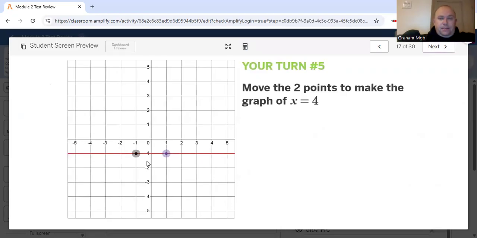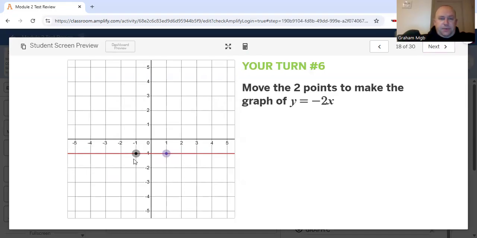Make x equals 4. Now, once again, this only has one letter, so I'm thinking this is VUX, V-U-X, which means it's a vertical line going through 4 on the x-axis. Unfortunately, with this being a vertical line, the computer's not going to let me actually graph this one, but it would on the actual program itself.